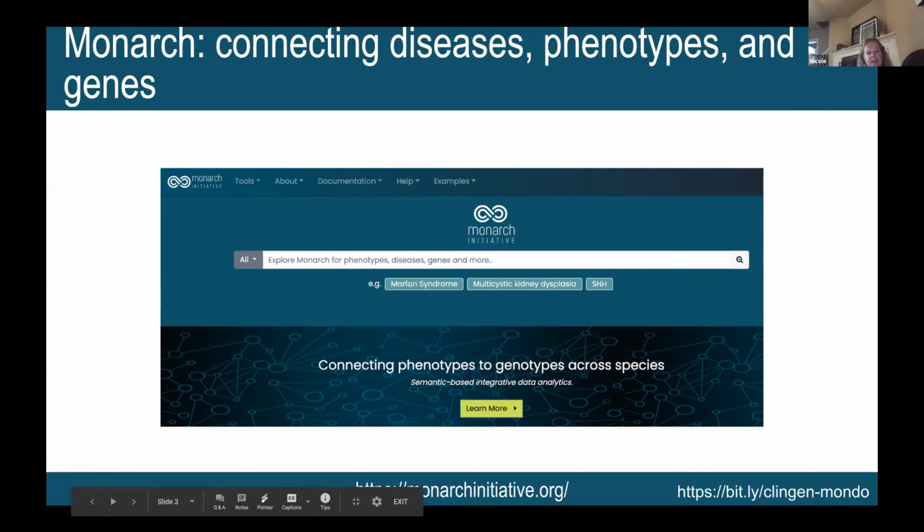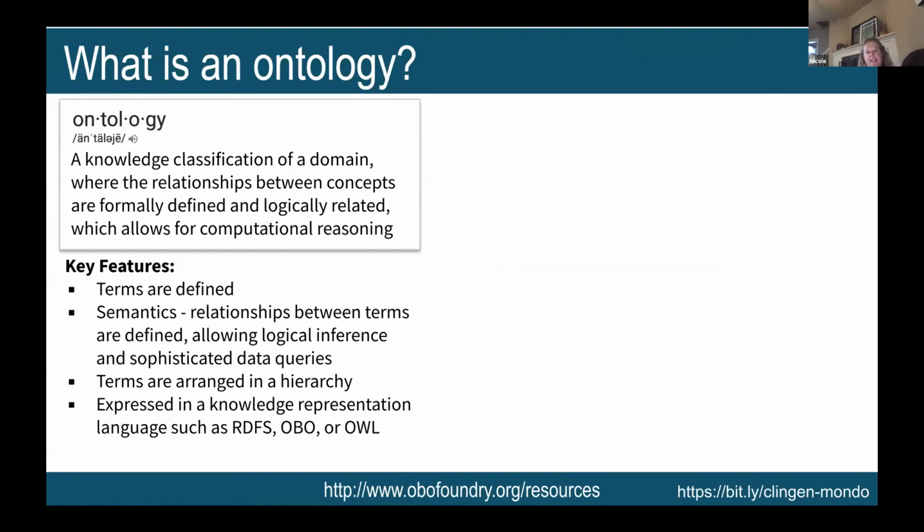All the underlying data in Monarch is represented using ontologies. In case you're unfamiliar with ontologies, let me give you a brief overview. An ontology is formally described as a knowledge classification of a particular domain or area of knowledge, where the relationships between the concepts are formally classified and defined, both in a human readable format and in a logical computer readable format.